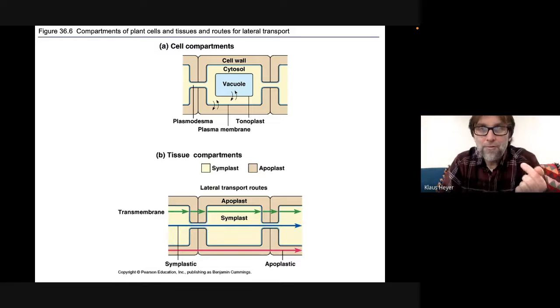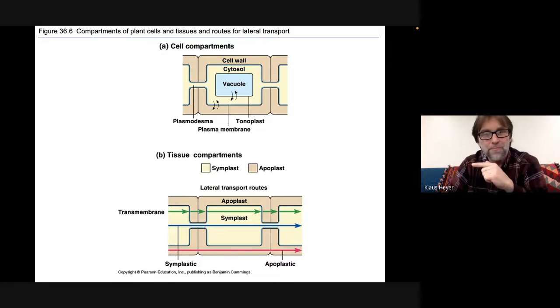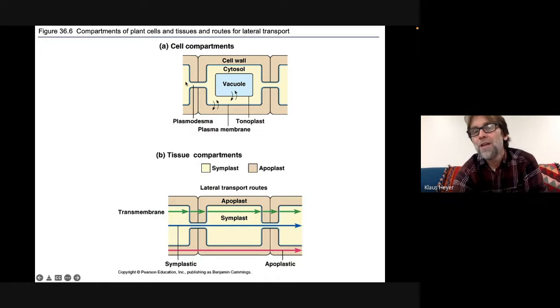So as water, there's two ways you can go. I can go into a balloon and then go to the next balloon and go to the next balloon. And that's kind of what this is showing here. You go into the cytosol, to the next cytosol, to the next cytosol, and they call that a symplastic route.